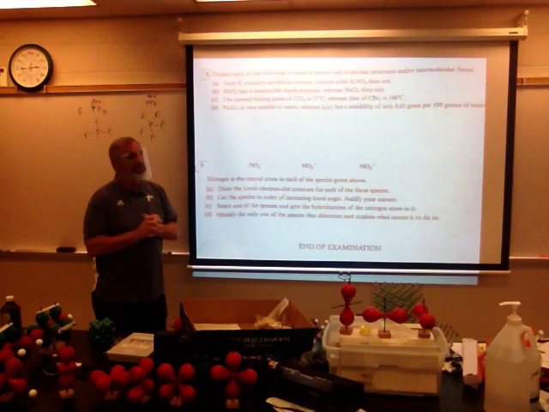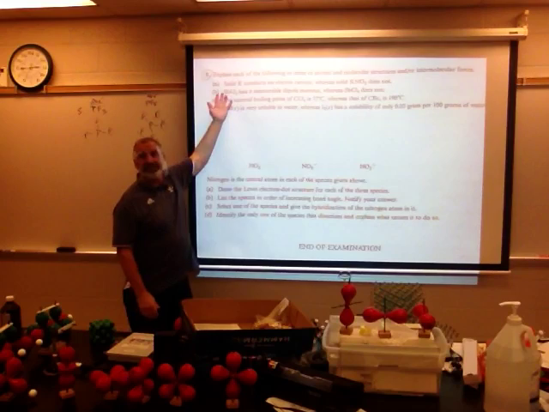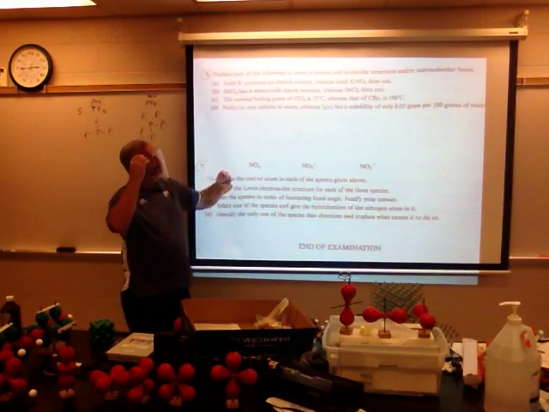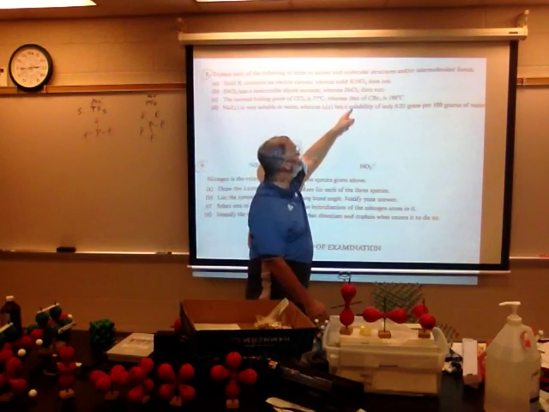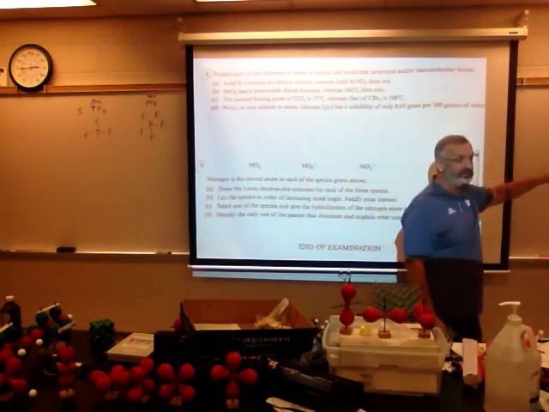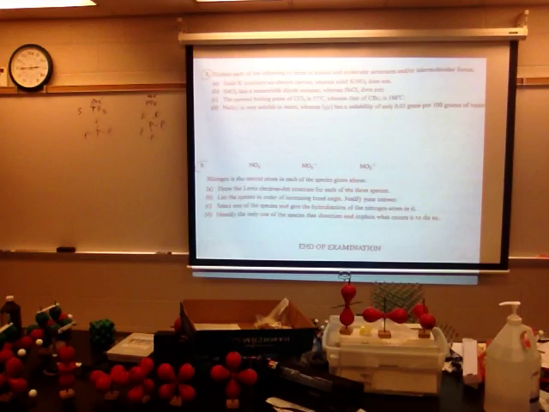Okay? Again, they're asking the same question year after year after year. The normal boiling point of CCl4 is this, and CBr4 is that. Zane, what do you got? Bromine has a larger electron cloud than chlorine. Therefore, the electron cloud in carbon tetrabromide is more polarizable than the electron cloud of carbon tetrachloride. Okay, it's more polarizable, but what does that result in?